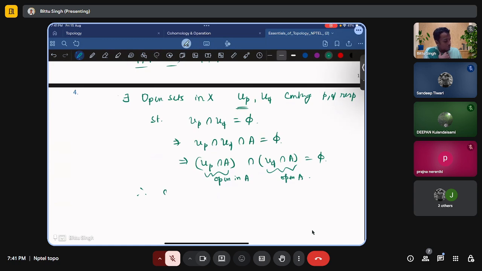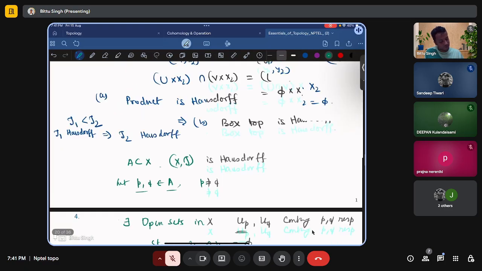Therefore, a subspace of a Hausdorff space is Hausdorff. So the Hausdorff property is preserved by product. It is also preserved by subspace.